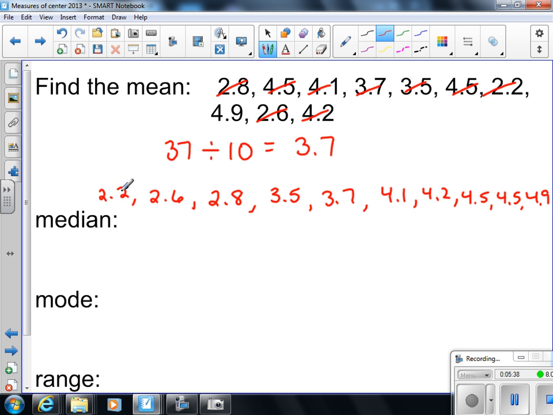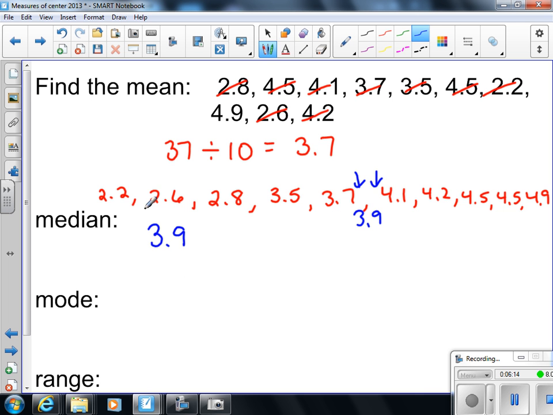Okay, so we find the middle number. I had 10 pieces of data, so it should be about the fifth one. 1 2 3 4 5. Okay, 1 2 3 4 5. Okay, because there's an even number of pieces of data, is there one number that I can pick out? No. So you have to find the average or the mean of those two middle numbers. So it's 3 7/10 plus 4 1/10, and then divide that by 2, and I get about 3 9/10 is the middle, or the median.